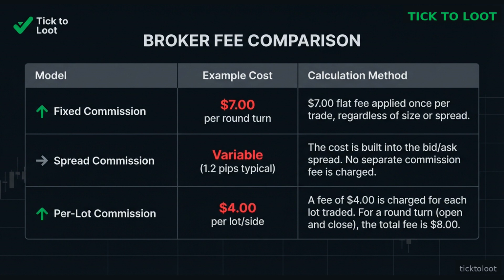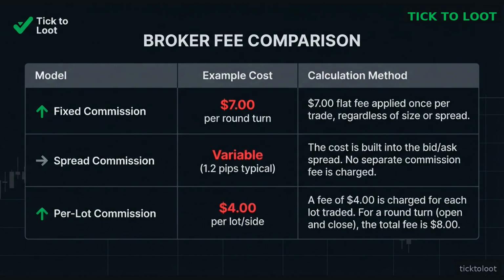The second row is Spread Commission, which is the difference between the buying price and the selling price, expressed in pips. If the spread is 1.0 pip on euro to US dollar, that cost is built into the price you see on the chart. The third row is Per Lot Commission, where the broker charges a set fee for each standard lot, 100,000 units. An example could be $2.50 per lot.